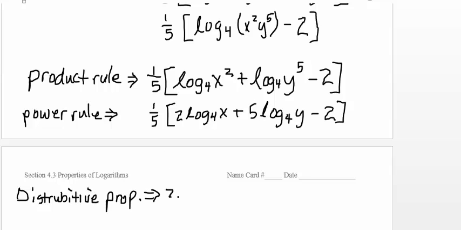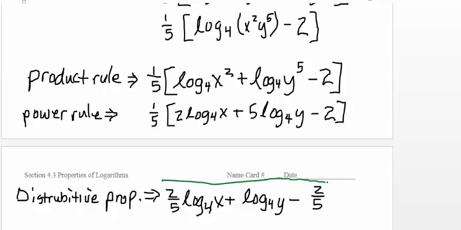Now I'm going to use the distributive property. And 2/5, 2 times 1/5 is 2/5. 5 times 1/5 is 1. 2 times 1/5 is 2/5. So this gives me my final simplified answer. The log is completely expanded.